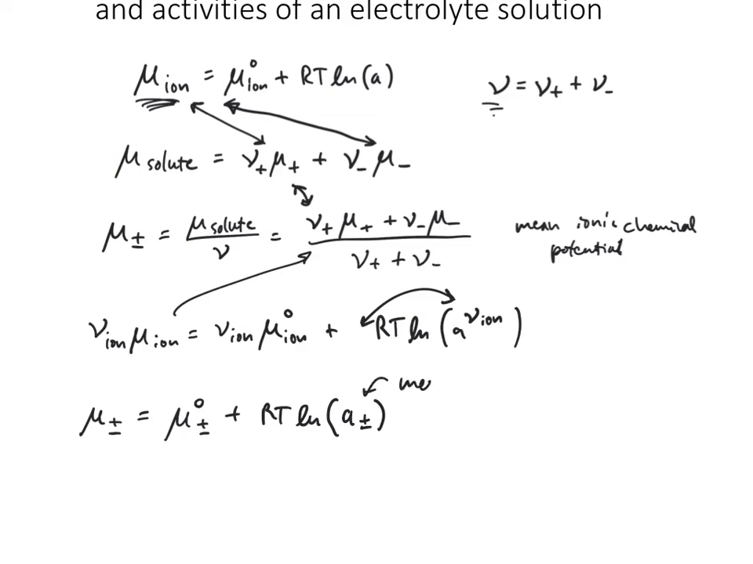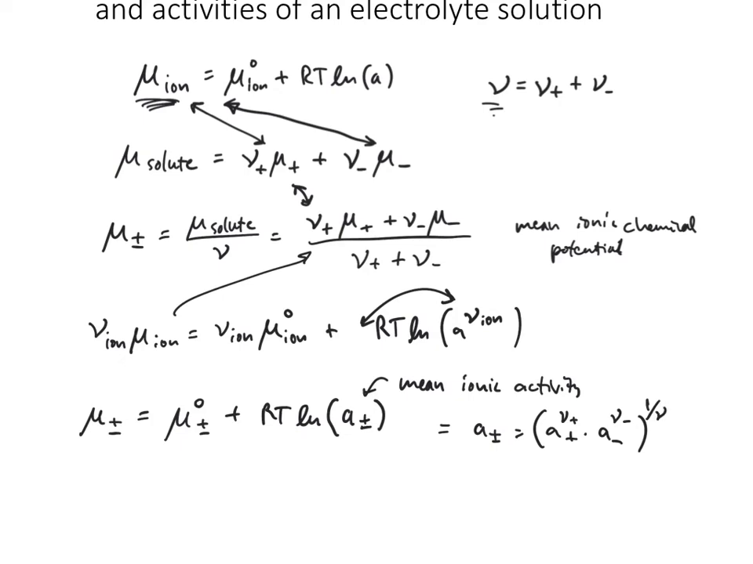This is called the mean ionic activity, and it just equals A plus minus, A plus raised to the positive stoichiometric coefficient. Oops, that's not A plus. It's A plus to the nu plus times A minus to the nu minus, all to the power of 1 over nu, like that.